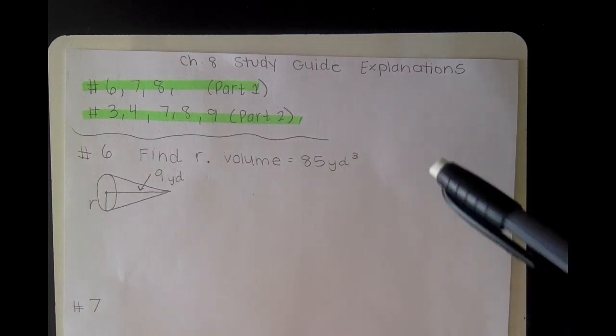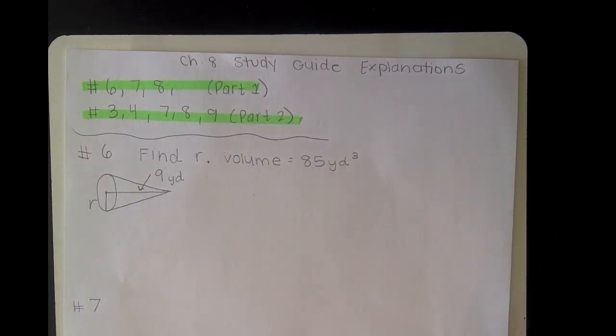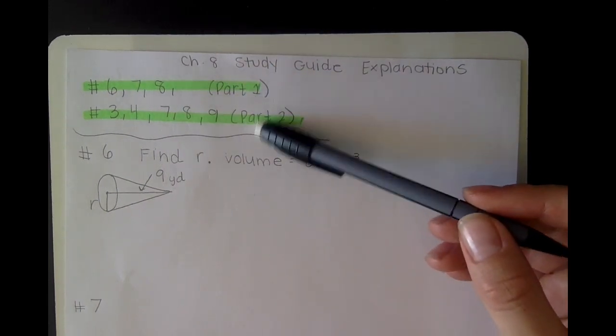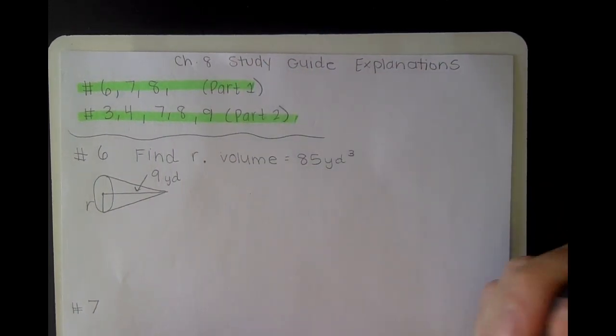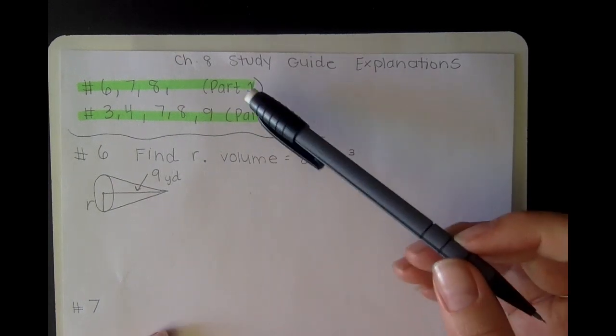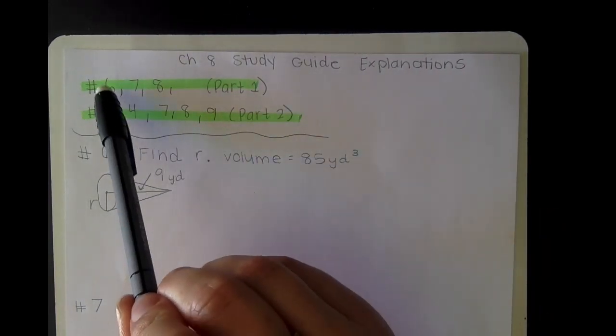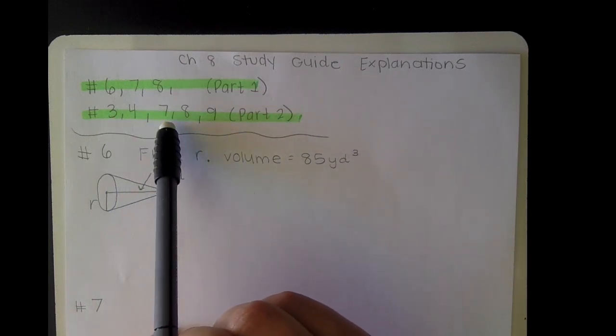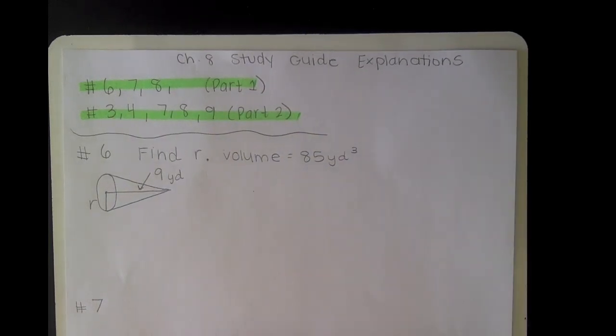All right, so here I'm going to go over some explanations for different problems for your Chapter 8 study guide. These are the ones that I thought were maybe a little more difficult, or I just wanted to point something out about them. So if you look at part 1, I'm going to be going over questions 6, 7, and 8. If you look at part 2, I'm going to be going over questions 3, 4, 7, 8, and 9. So I'm going to move pretty quickly. These are just explanations on how to solve them.